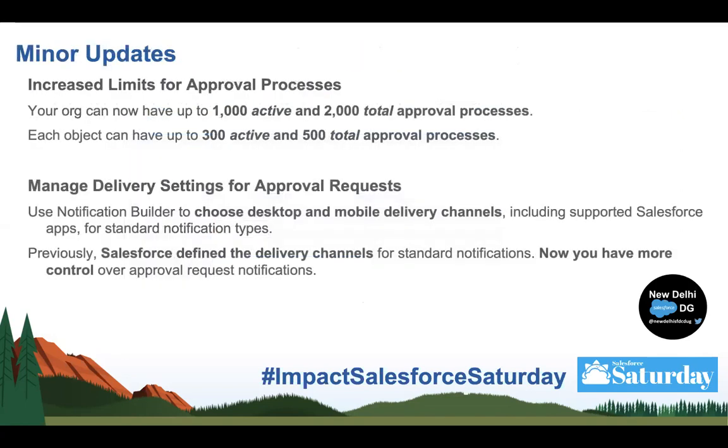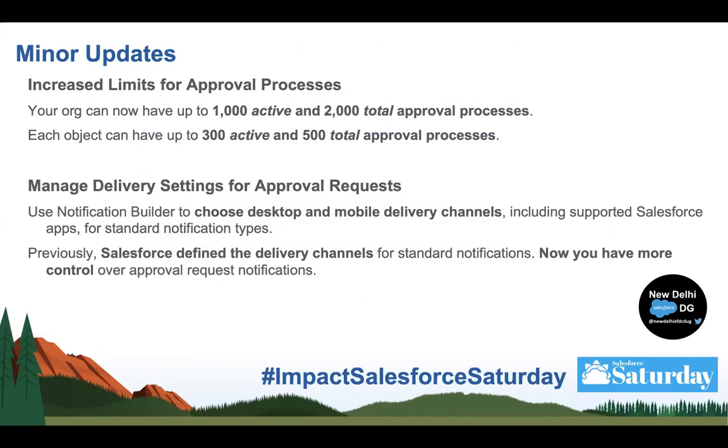And this is the last one, minor updates. Your approval processes, the limits have increased. So now your org can have up to 1,000 active approval processes and a total of 2,000. Earlier it was only 500, I think. Now it can have up to 1,000 for the total, and for each object you can have up to 300 active approval processes.